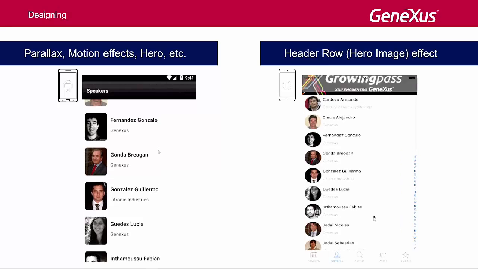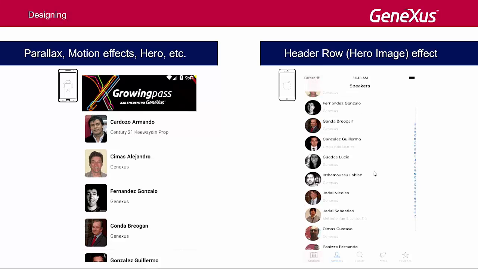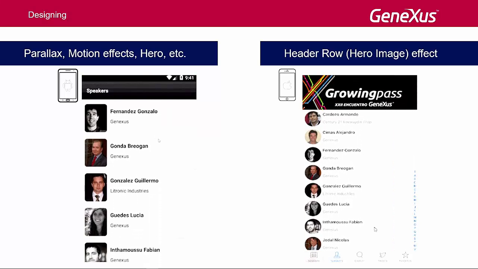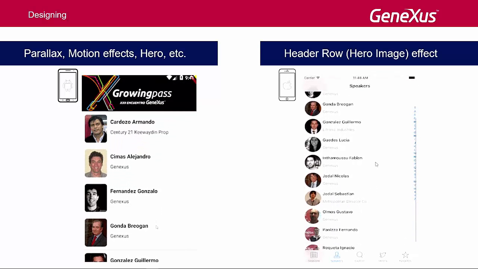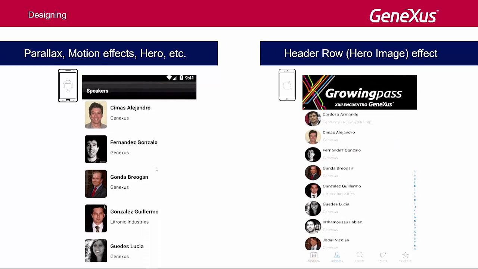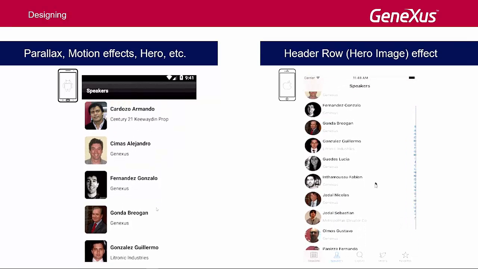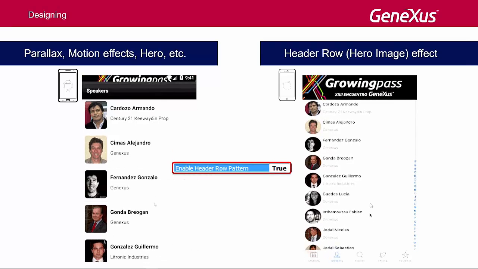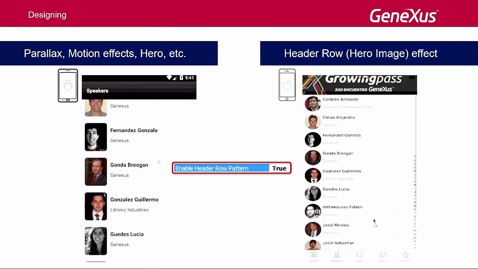This effect consists in making the table containing the screen controls take the entire space available on the device screen, including that of the navigation bar and the status bar. When the table is scrolled upwards, instead of disappearing, these elements become transparent, giving the illusion that they're invisible without actually becoming invisible. This effect is achieved by setting the property Enable Header Row pattern to true, and is applied to the main table of smart device panels and work with for smart devices.